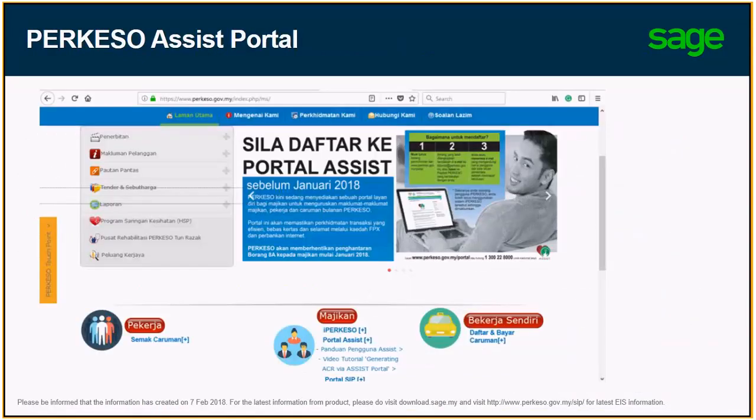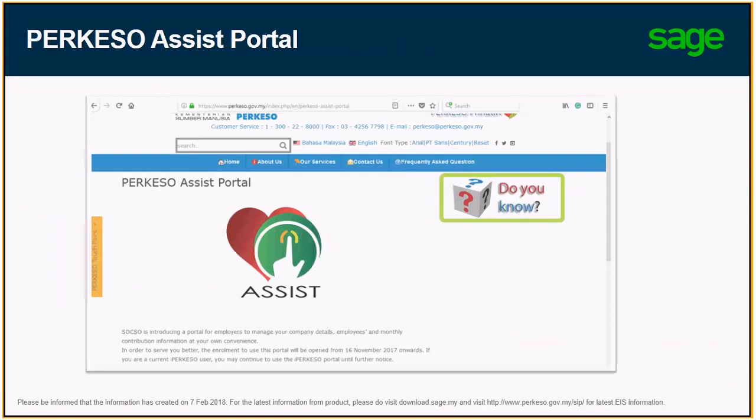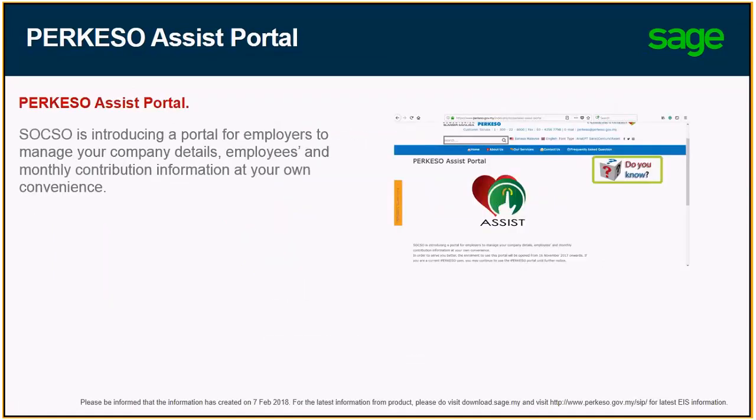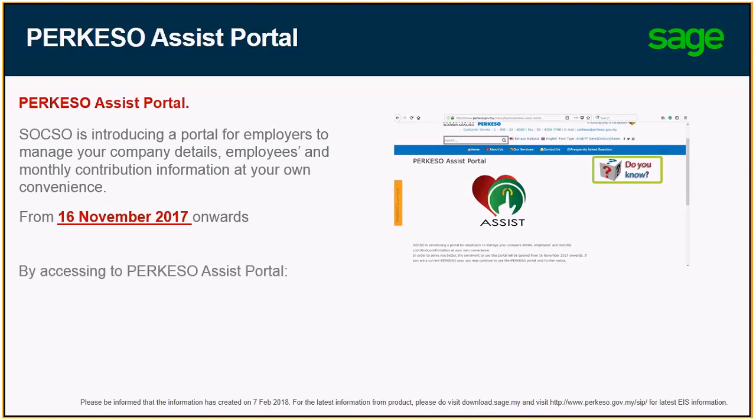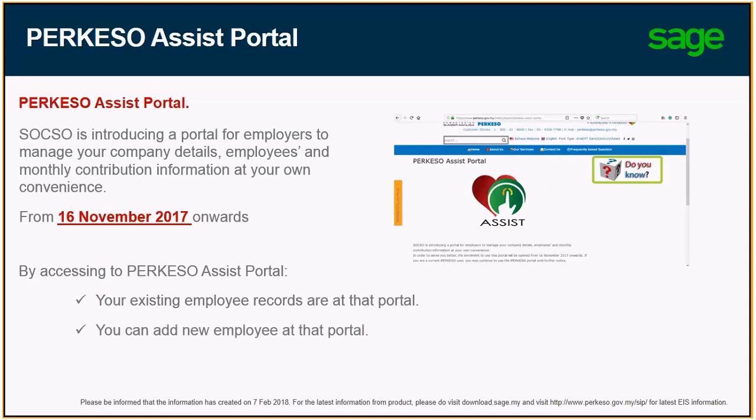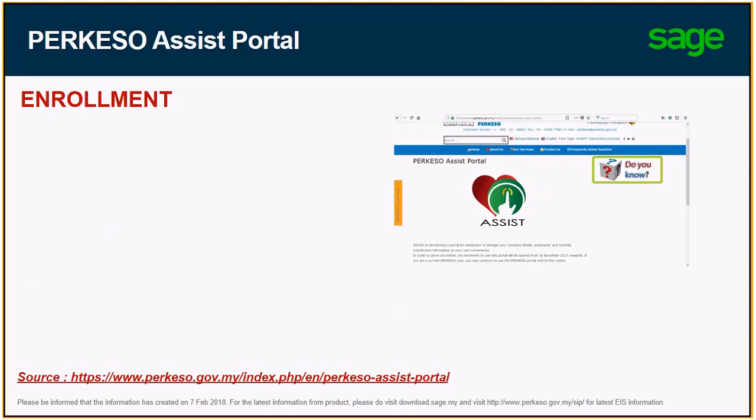Now, let's talk about the PERKESO ASSIST Portal. This is the portal introduced by PERKESO for employers to manage your company details, employees, or monthly contribution information at your own convenience. It has been available since 16 November 2017. With it, you can see your existing employee records at the portal. You can also add new employees or keep track of resigned employees from that portal.